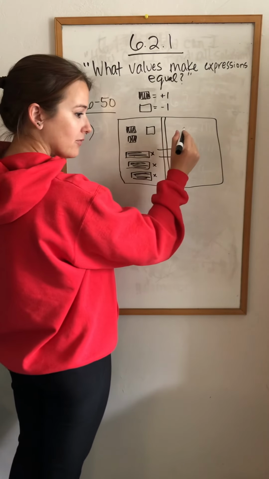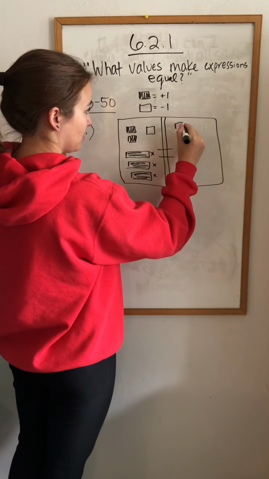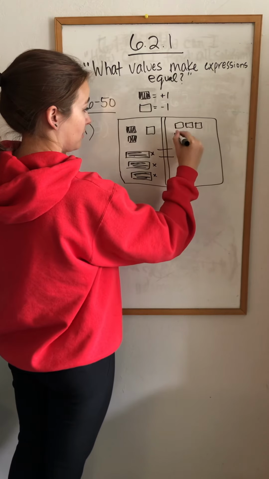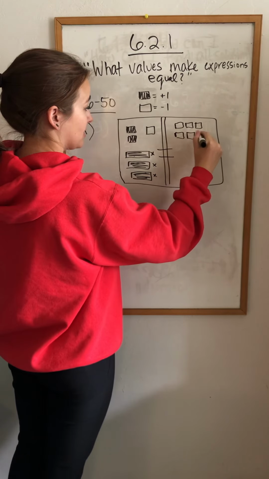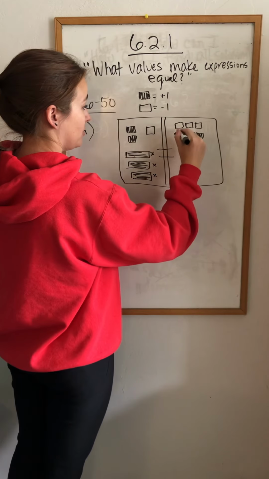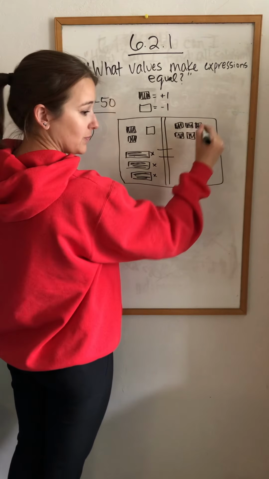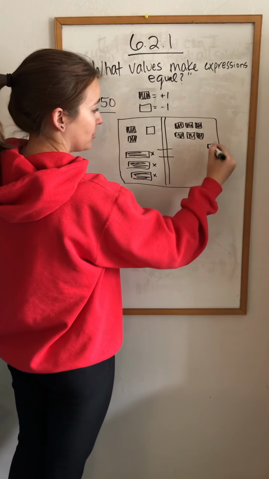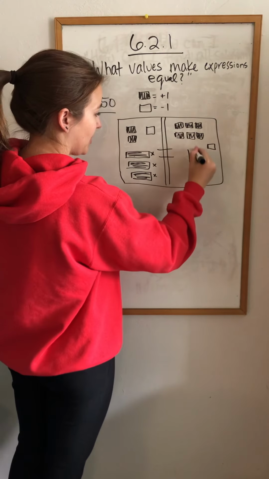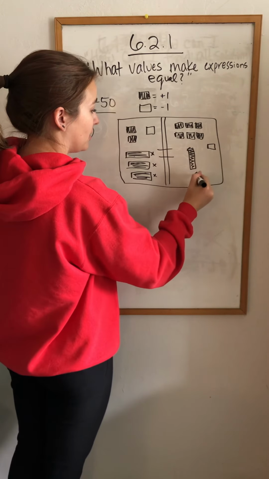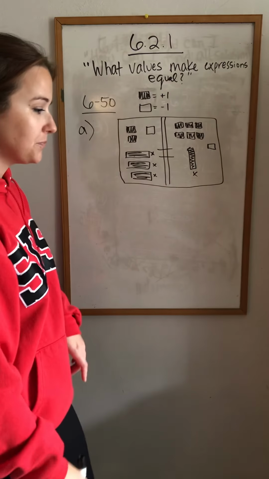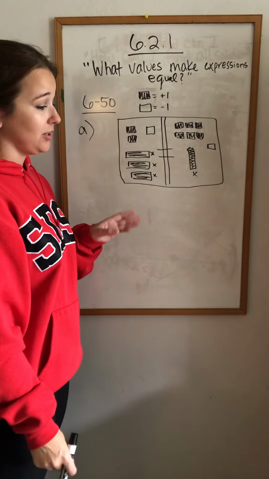And then I have 1, 2, 3, 4, 5, 6, and these are all positive cubes. I have 1 negative cube, and I have 1 positive x. So that's all part A is asking you to do, is build it.